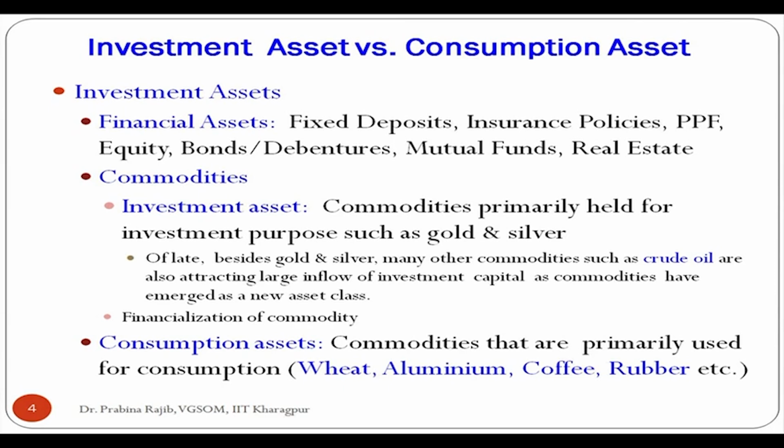And under commodities, again, commodities can be categorized as investment assets and consumption assets. So which are investment assets? Commodities primarily held for investment purposes, such as gold and silver. Of course, in the Indian context, many people may not be holding silver as an investment commodity. However, of late, many people have started investing in exchange traded funds of silver to make profit from the movement of the silver price.